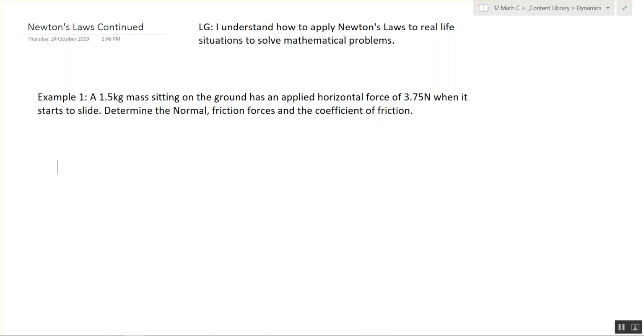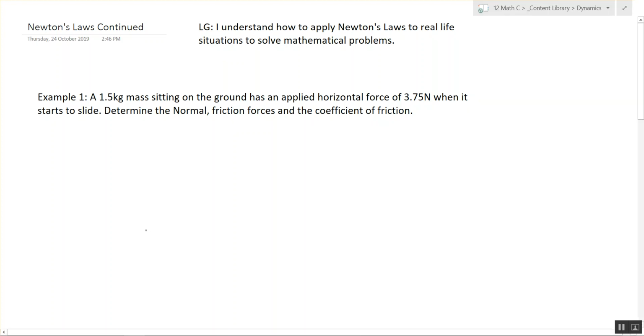It's like Newton's laws. We have a mass, 1.5 kilograms, sitting on the ground, just chilling. You apply a horizontal force, 3.75 newtons, when it starts to slide. So you've got that much when it starts to slide. Determine the normal and friction forces and the coefficient of friction.